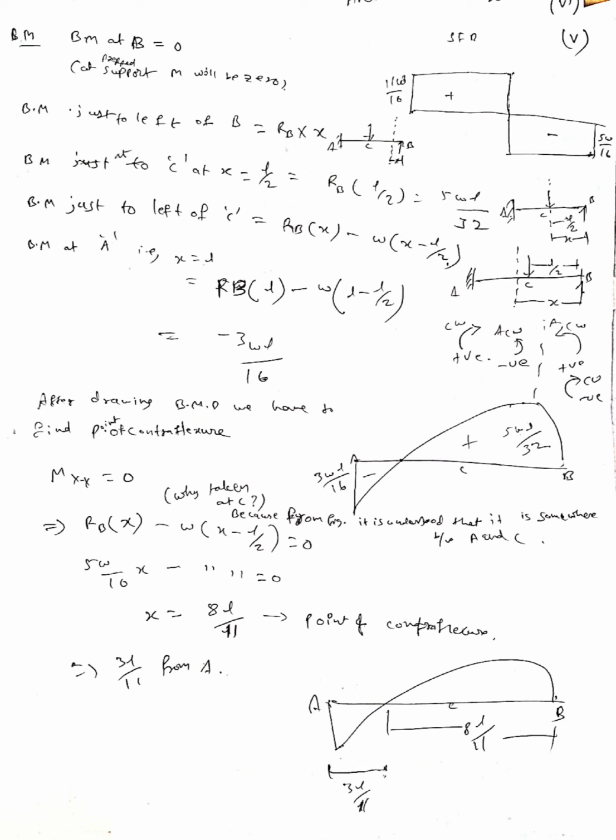Here we need to calculate the point of contraflexure, that is the point where the bending moment becomes 0. How to get that point? Substitute into M xx between A and C. We get one equation: RB into x minus W into x minus L by 2 equal to 0. Equate it to zero. Then I will get x equal to 8L by 11. So this is your point of contraflexure, 3L by 11 from A.